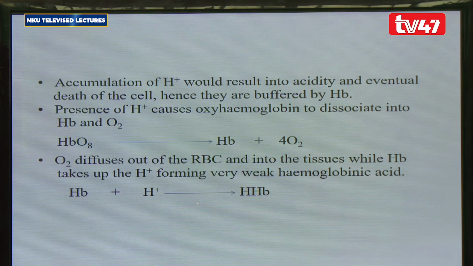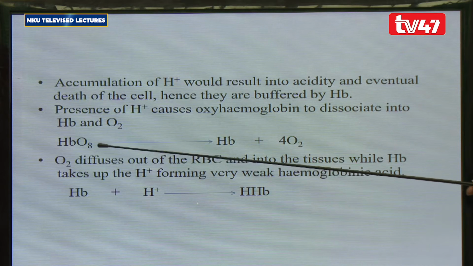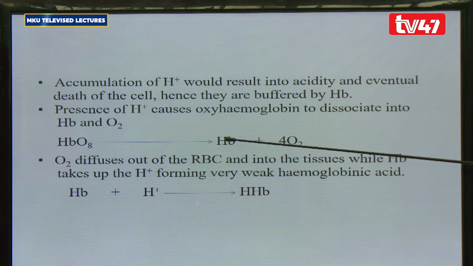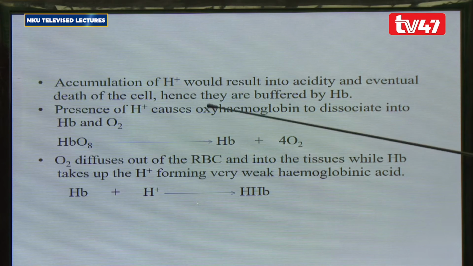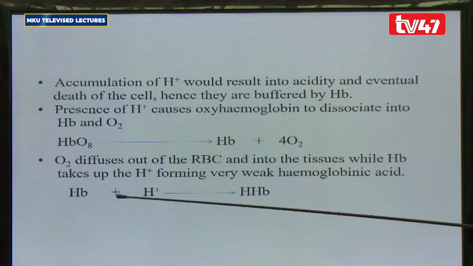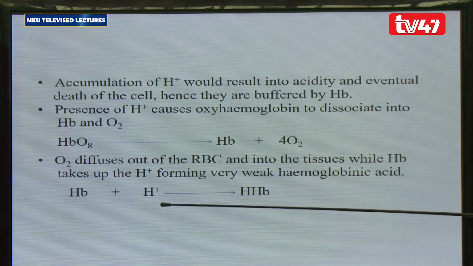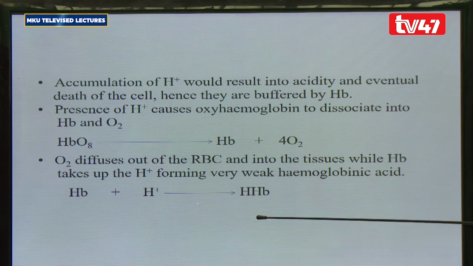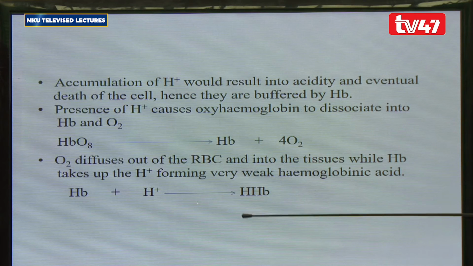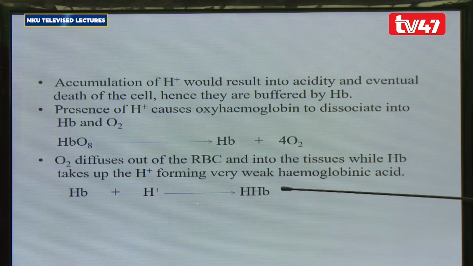And we find, because the hemoglobin goes to the body tissues as oxyhemoglobin, the high acidity in the cell actually causes the oxyhemoglobin to dissociate very fast to free hemoglobin and release its oxygen, which goes to the body tissues. The hemoglobin then becomes free to go and buffer the hydrogen ions. So you end up with the hemoglobin combining with the hydrogen ions to form very weak hemoglobinic acid. And this prevents the red blood cell from becoming too acidic, therefore preventing the death of the red blood cell.